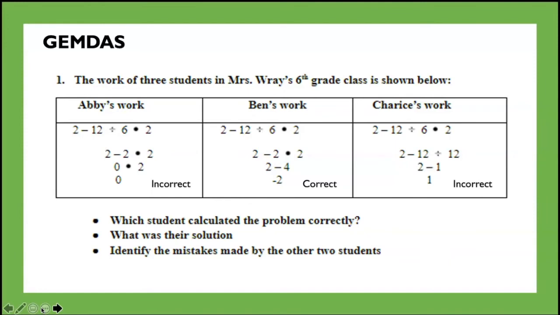Great job. So what were their solutions? You can see the solutions at the bottom: incorrect, correct, and incorrect. And then identify the mistake that was made. We kind of talked through that already. And remember with Sharice, she did the multiplication, probably because that is the common error. Multiplication came first in the word, but that does not mean it comes first. Multiplication or division, whichever comes first. Addition or subtraction, whichever comes first, from left to right.